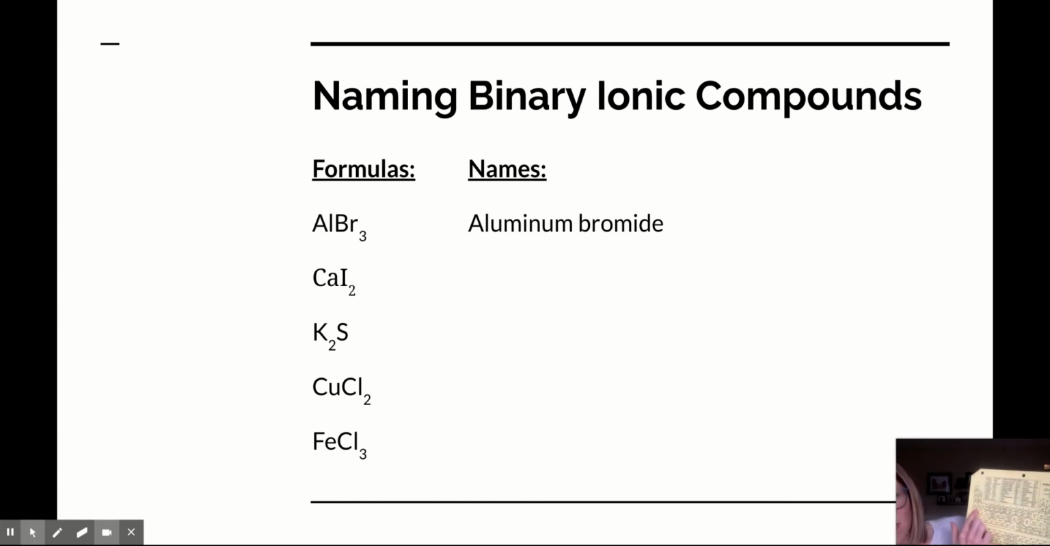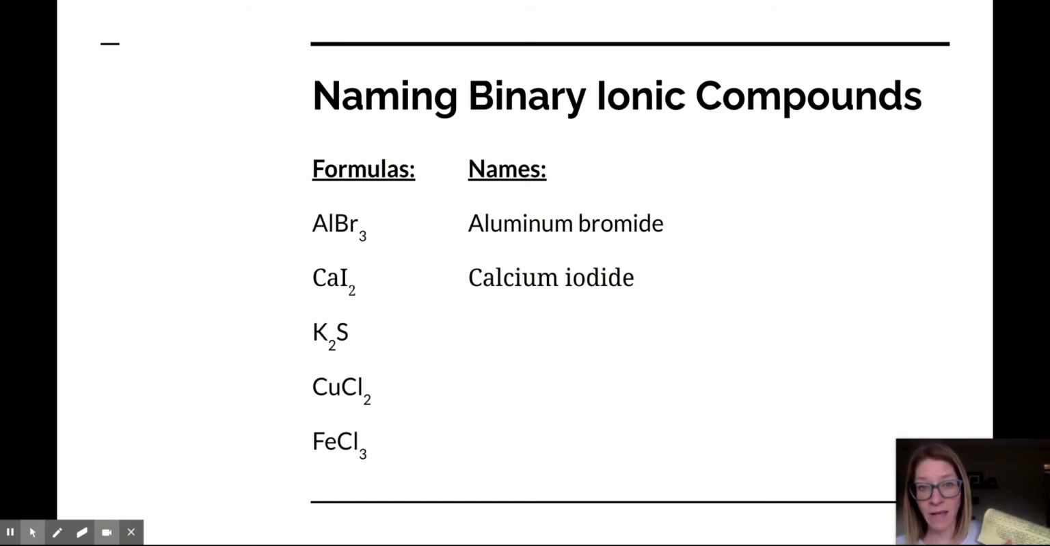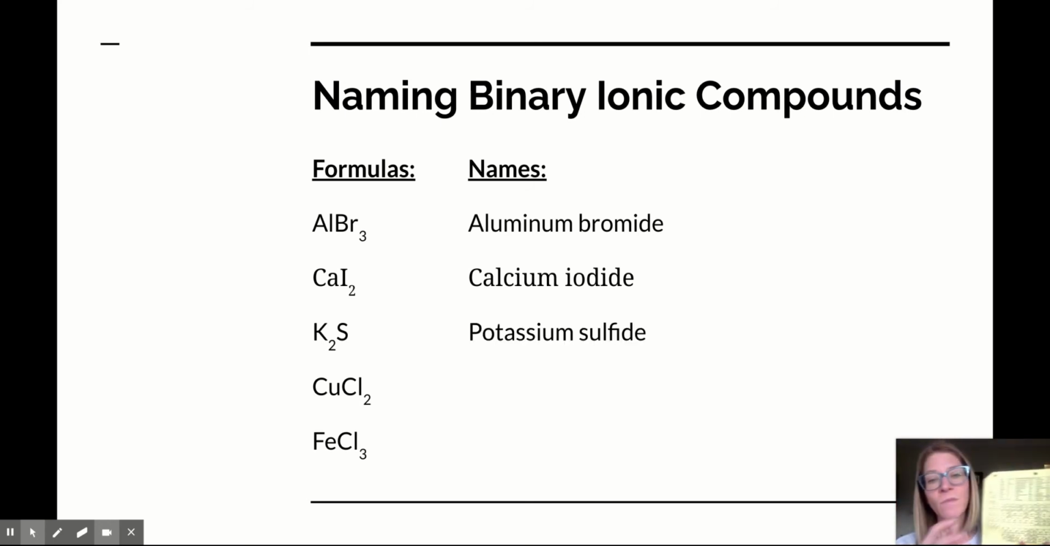The second one, Ca is calcium, I is iodide, so it'd be calcium iodide. The third one, K2S, K is potassium, S is sulfide, so that third one would be potassium sulfide.